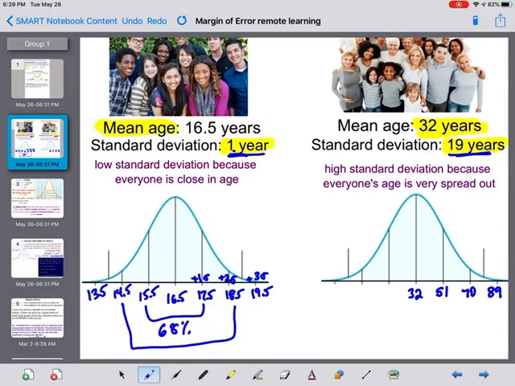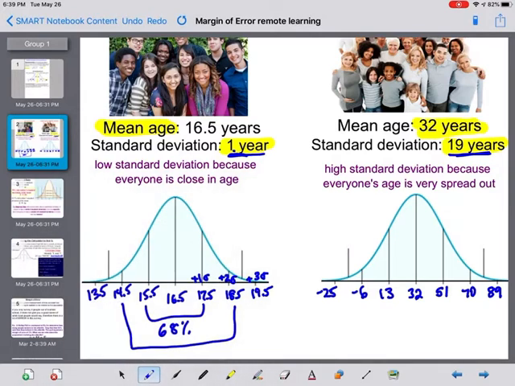Then we're going to subtract the standard deviation. So 32 minus 19 is 13 years old. And minus 19 again is negative 6. And minus 19 again is negative 25. Do any of these ages matter? No, because nobody can be negative 6 years old. So again, we know there's going to be almost nobody out in that range.